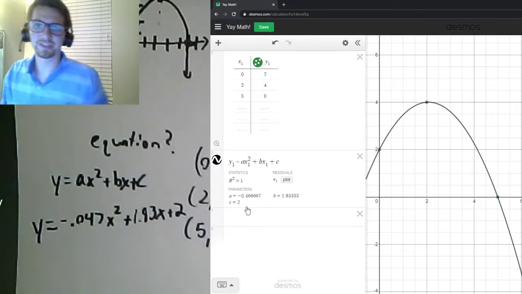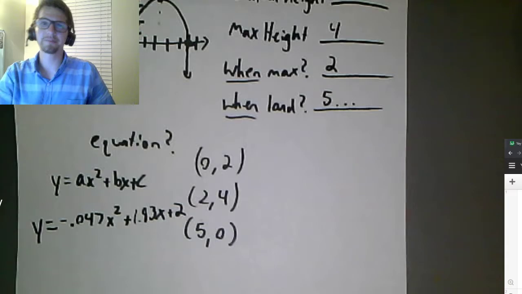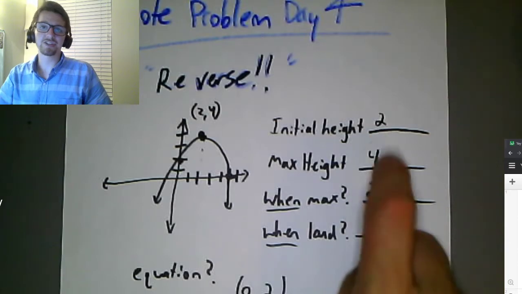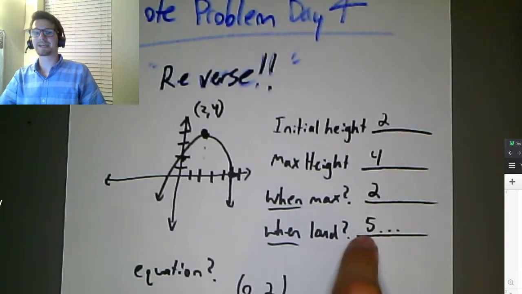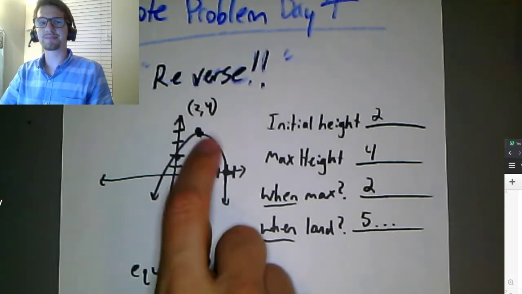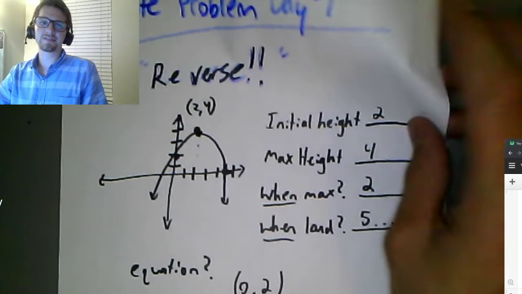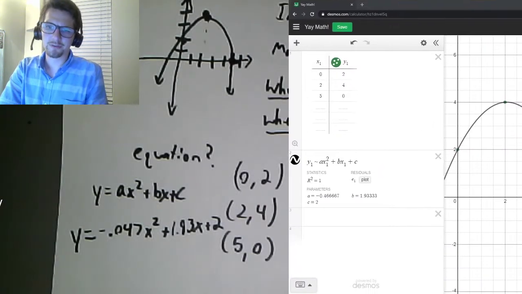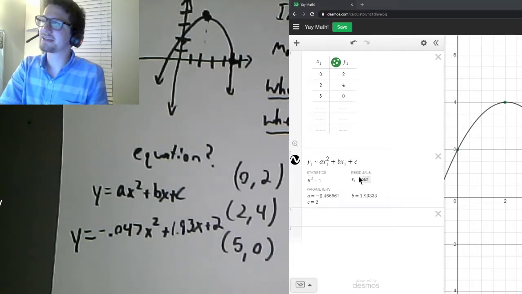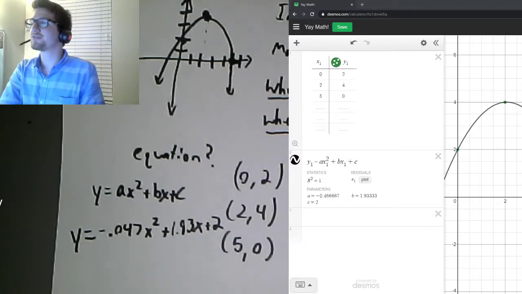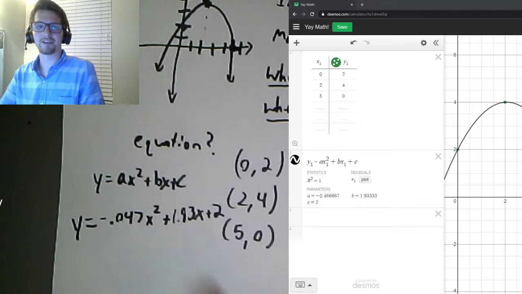So to summarize what we just did: first, I was given a graph. I derived the initial height, the maximum height, when it hit the maximum height, and when it landed, all from the graph by looking at the y-intercept, the x-intercept, and the vertex. Then, to find the equation, I took those 3 points, plugged them into Desmos, looked for the details in the A, B, and C area, and plugged A, B, and C into my ax squared plus bx plus c equation to finally get my equation.